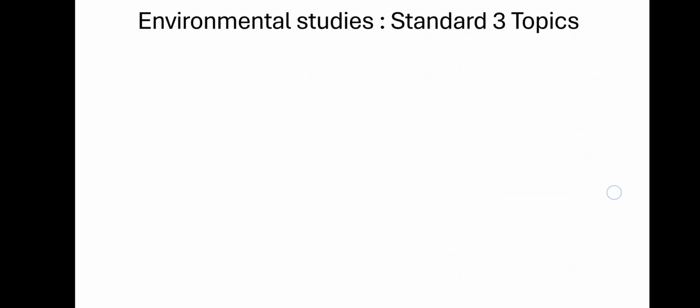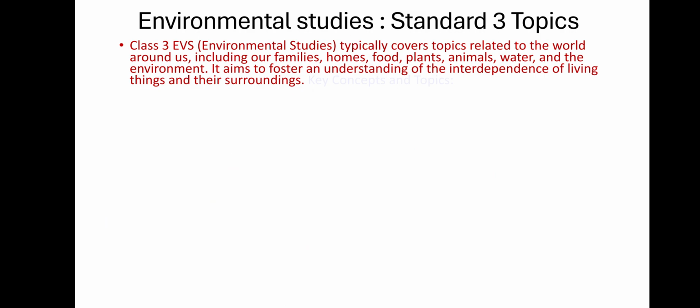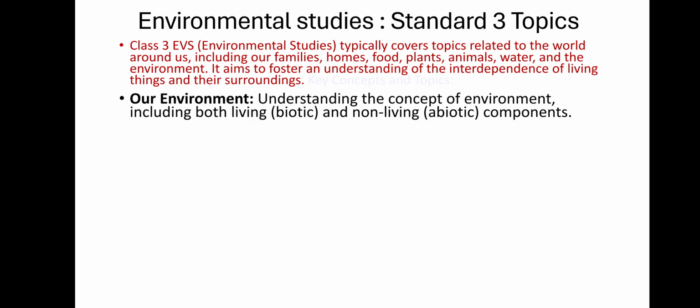Environmental Studies Standard 3 Topics. Class 3 EVS typically covers topics related to the world around us, including our families, homes, foods, plants, animals, water, and environment. It aims to foster an understanding of the interdependence of living things and their surroundings, our environment. Understanding the concept of environment, including both living (biotic) and non-living (abiotic) components.